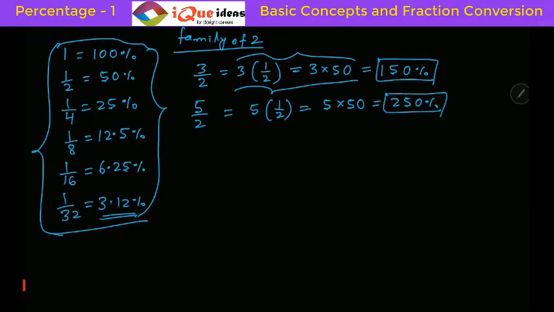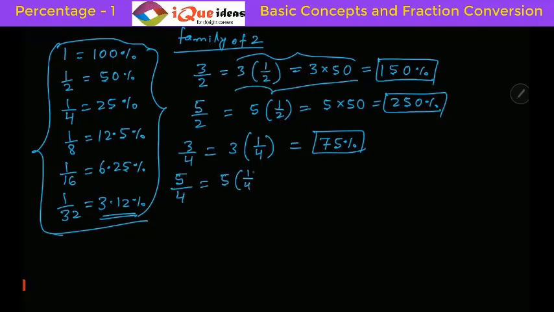Right? Let's say if we have 3 by 4. Right? We know 1 by 4 is 25%. So 3 into 1 by 4. 1 by 4 is 25. 3 into 25 is 75%. So now I am writing in short. If it is 5 by 4, it will be 5 into 1 by 4. 1 by 4 in percentage is 25. 5 into 25 is 125%.